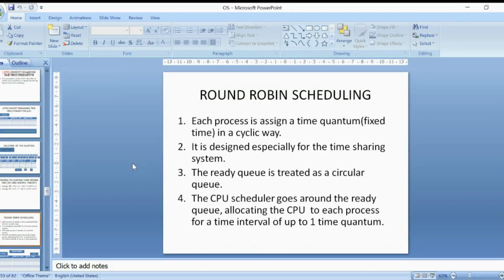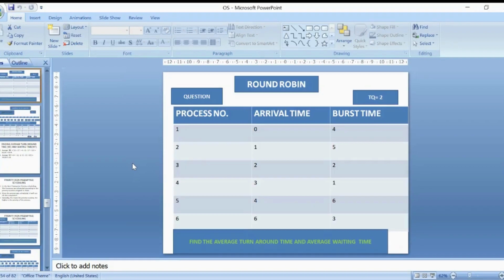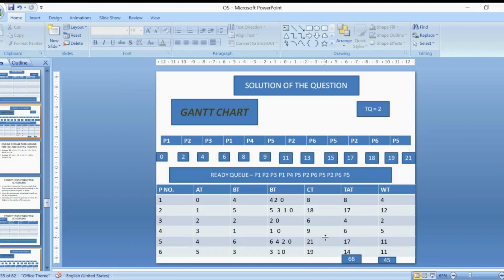Now coming to the round robin question, this is the question where six processes are given along with their arrival time and burst time. Here the time quantum is 2. We have to find out the average turnaround time and the average waiting time. Now coming to the solution of the question, we will have to create a Gantt chart and along with that we have to maintain the ready queue.